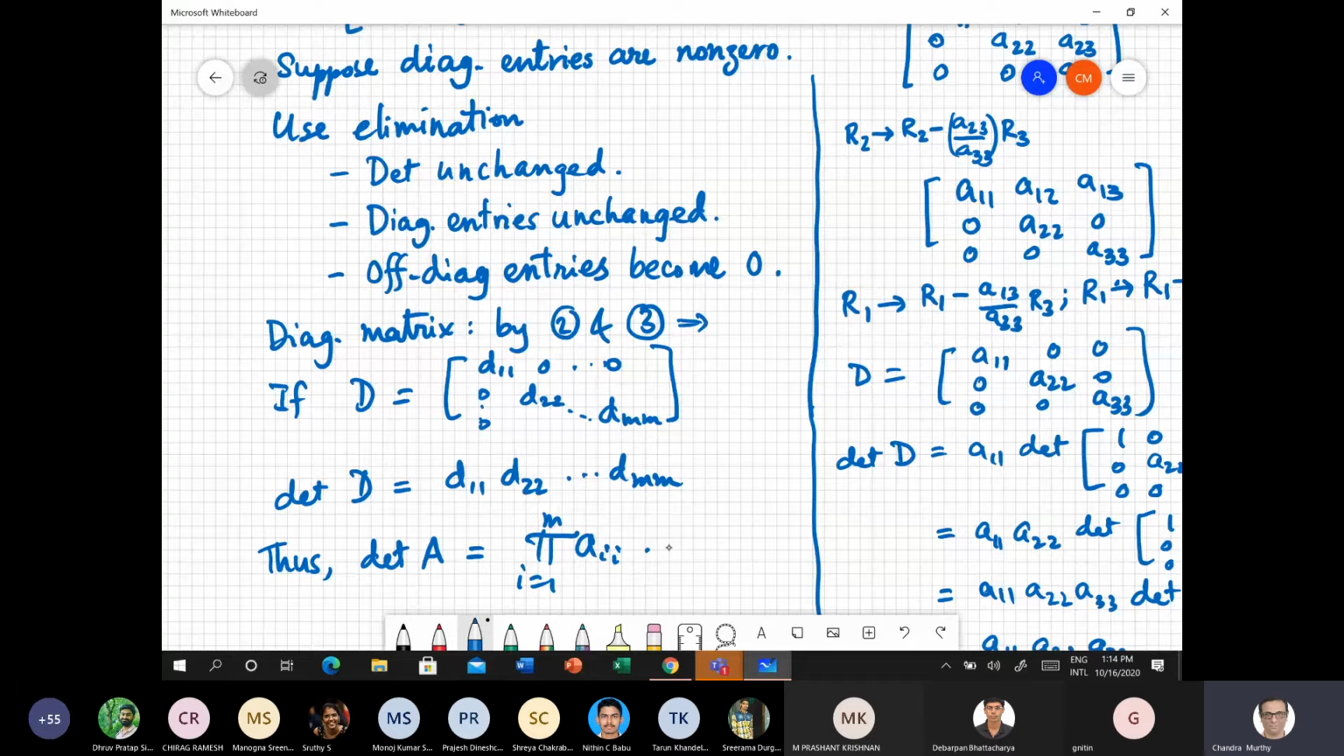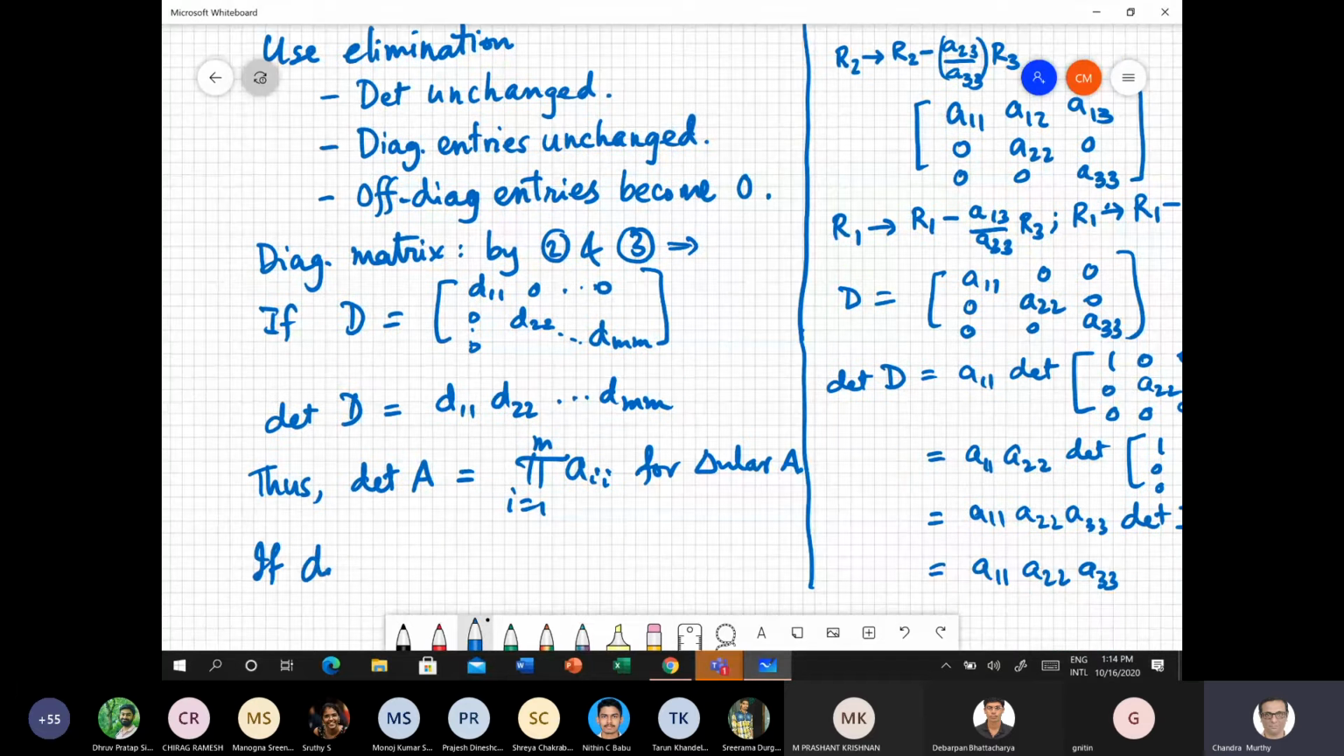Of course, if the diagonal entry is 0, what happens? If you do this elimination step, you will get an all 0 row. Which means that the determinant is 0.